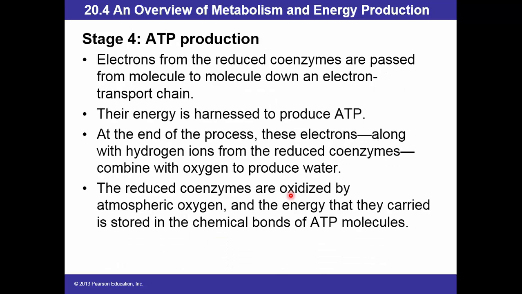In stage 4, ATP production, electrons from the reduced coenzymes are passed from molecule to molecule down an electron transport chain. Their energy is harnessed to produce ATP. At the end of the process, these electrons, along with hydrogen ions from the reduced coenzymes, combine with oxygen to produce water. The reduced coenzymes are oxidized by atmospheric oxygen, remember, and the energy that they carried is stored in the chemical bonds of ATP molecules.